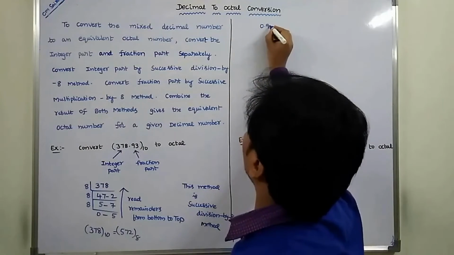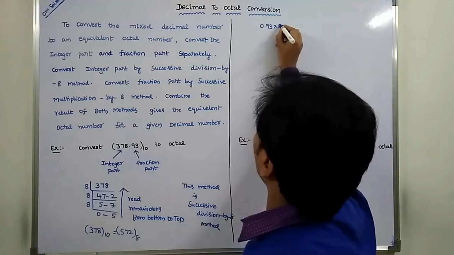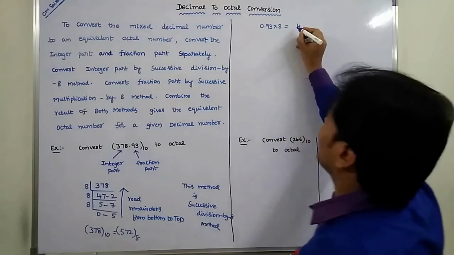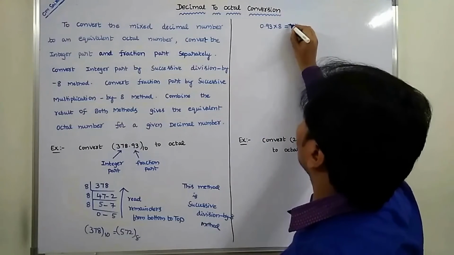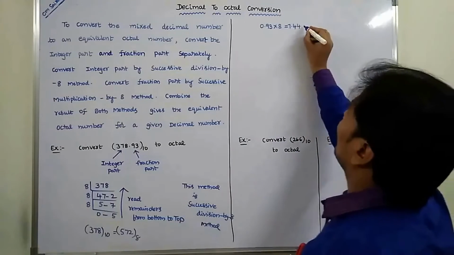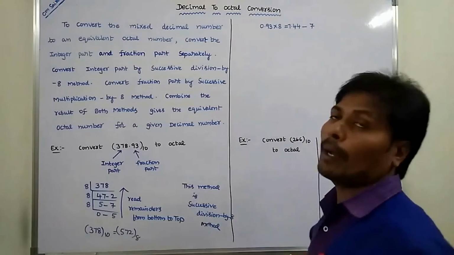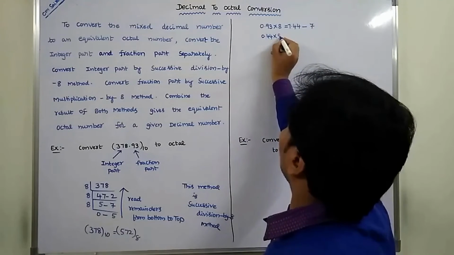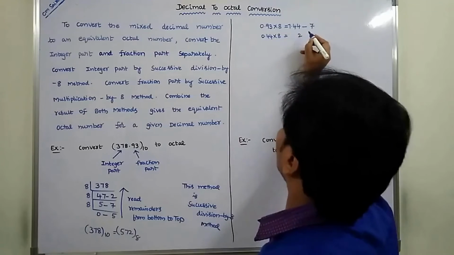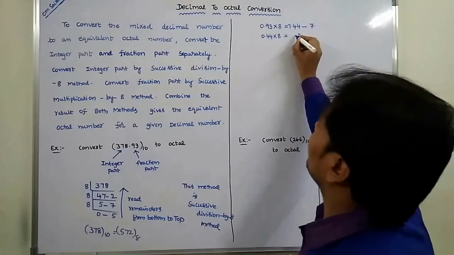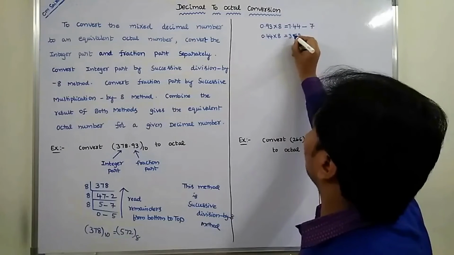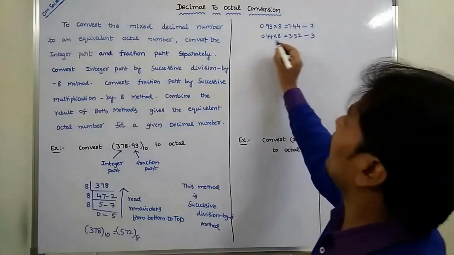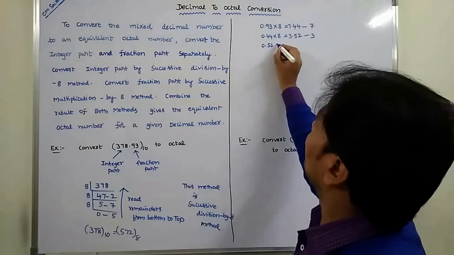So 0.93 into 8. That is equal to 8 3s 24, 8 9s 72, 74. So 7.44. We have to separate the integer part 7. Now 0.44 is multiplied with 8. 8 4s 32, 8 4s 32, 35, 3.52. Separate the integer part, that is 3. The remaining part is 0.52 into 8.